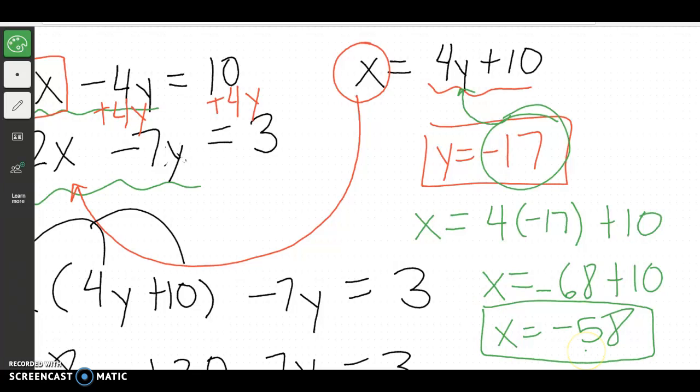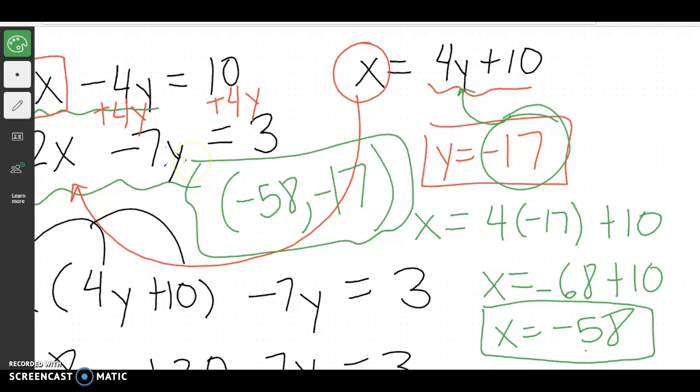So that's what x would be, and that's what y would be. So my final answer would look like this. And good thing we're not using the graphing method, because that would have taken us a while to go out and find this point. Try the different problems today.